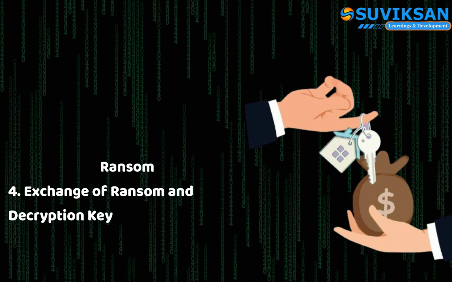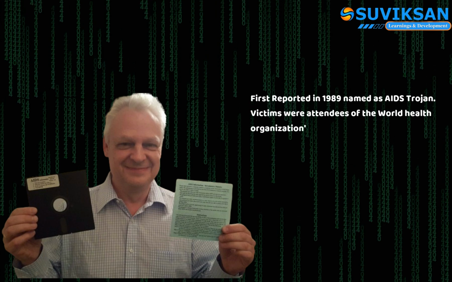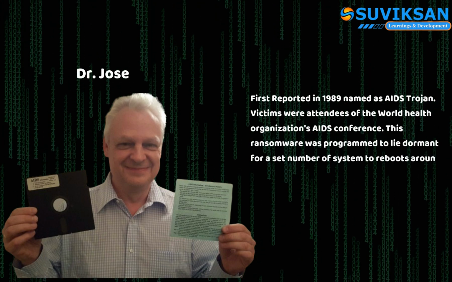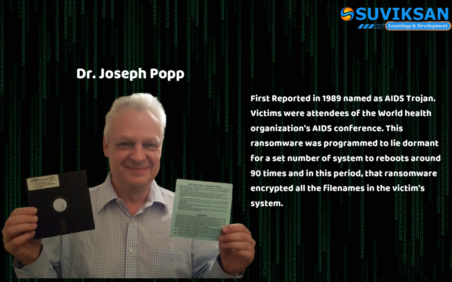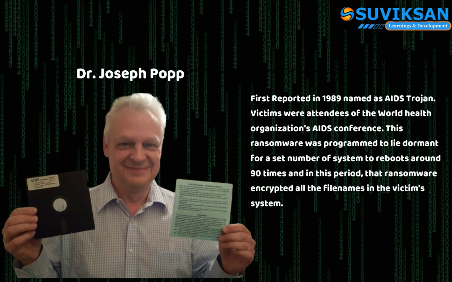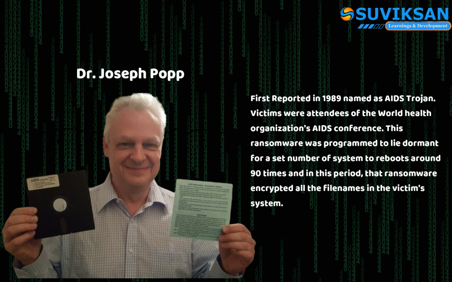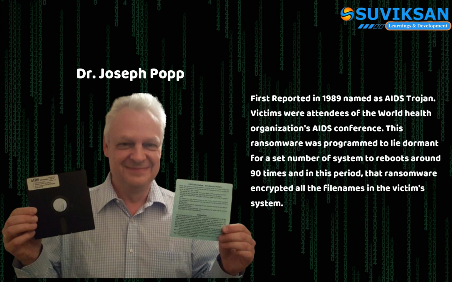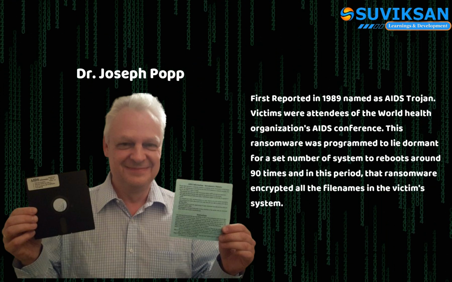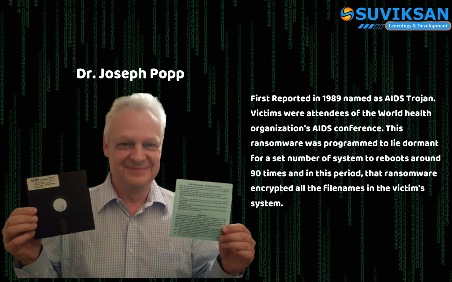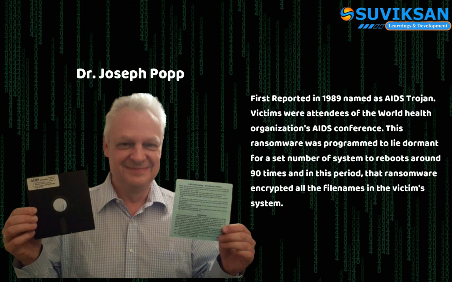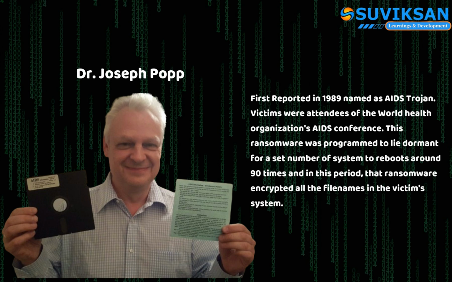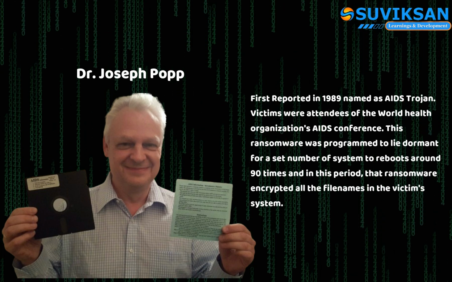This attack was first mentioned in 1989, named the AIDS Trojan, which was made by Dr. Joseph Popp, and the targeted audience were attendees of the World Health Organization's AIDS conference, including those working in the medical and healthcare field. This ransomware was programmed to lie dormant for a set number of system reboots, around 90 times. And in this period, the ransomware encrypted the file names on the hard drive, making the files inaccessible to the users.